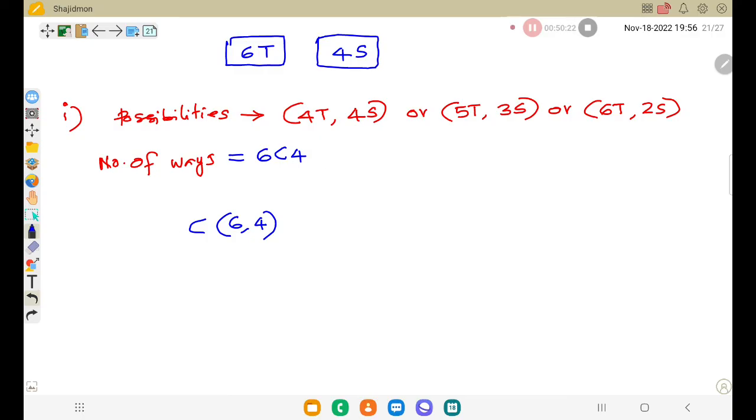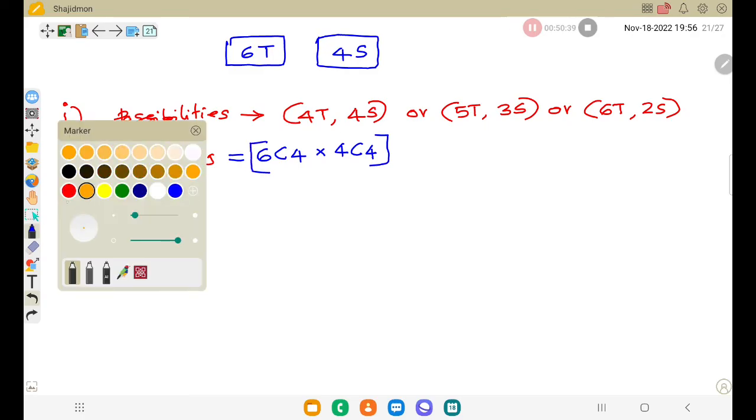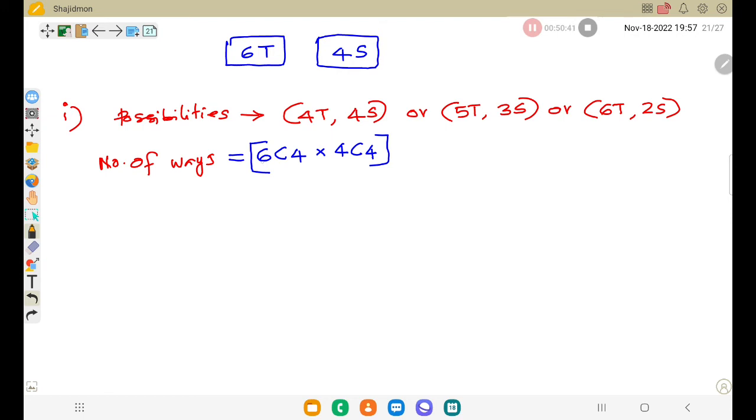So 6C4, I am writing for easy notation. So 6C4 multiply 4 students also we need to take. Out of how many? 4 students. So 4C4. This is the first one. Correct? 4 teachers and 4 students means out of 6, 4 we need to select. So 6C4. Out of 4, 4 students we need to select. So 4C4. Or means plus. Okay.